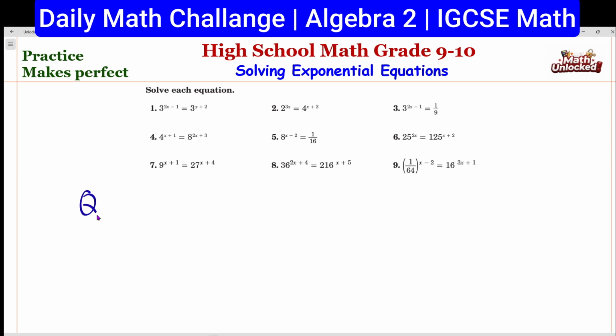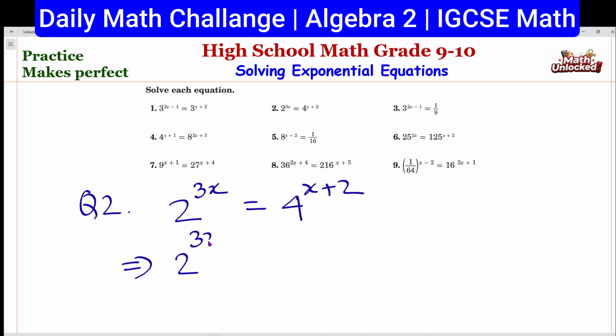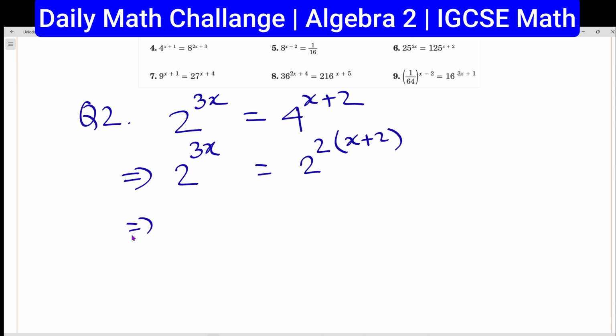Question 2. 2 to the power 3x equals 4 to the power x plus 2. This one, the left side will be unchanged, it means 2 to the power 3x. And this 4 we can write 2 square, and here is x plus 2, right? Now look, bases are the same, so powers will be equal. We can write 3x equals 2 times x, 2x plus 4.